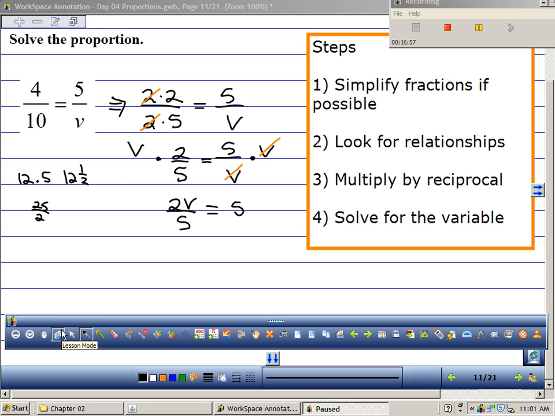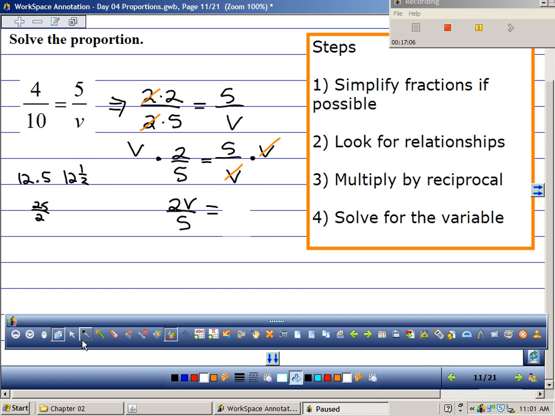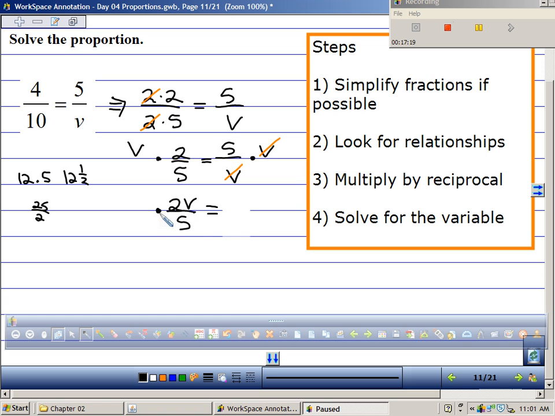Now I want to get rid of 2/5. I've got b in the numerator now, right? I want to isolate my variable. b is being multiplied by 2 over 5. How can I get rid of b being multiplied by 2 over 5? Just like we've been doing in our homework, 5 over 2. Multiply both sides by 5 over 2.